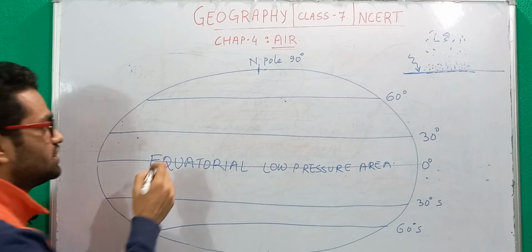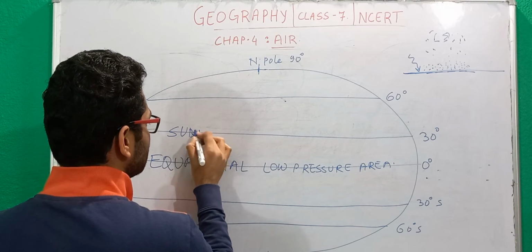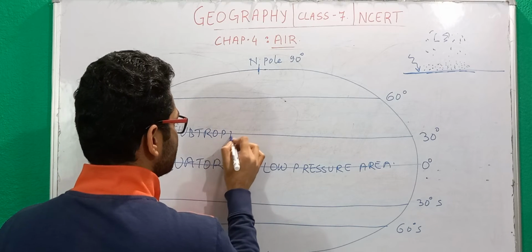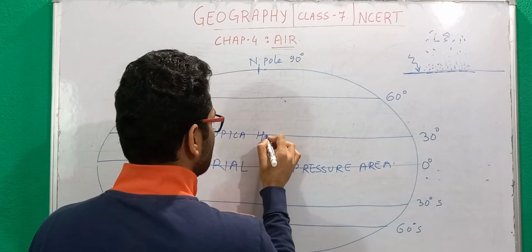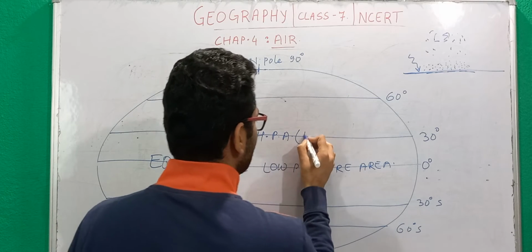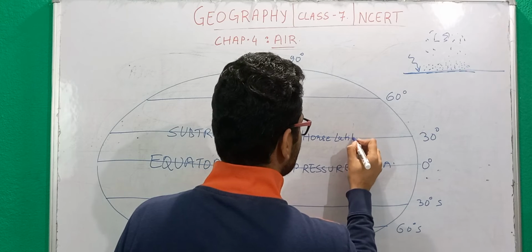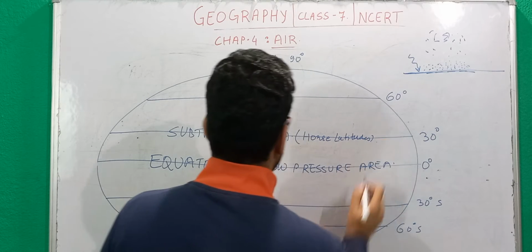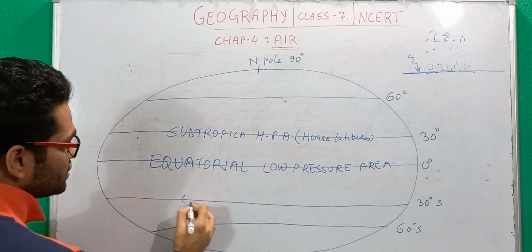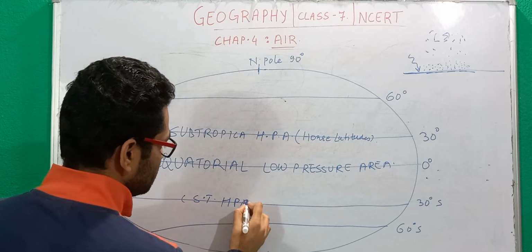So this area is called the subtropical high pressure area, or we call it the horse latitudes. And similarly, the same scenario is here, another subtropical high pressure area.